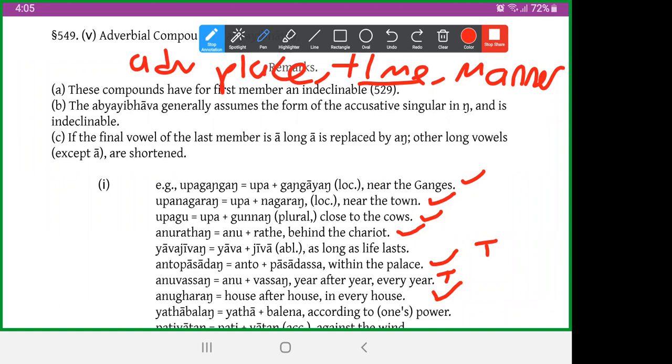So the first one, upa. So upa gangayam. Upa here means near. The meaning of upa here is near. So near the Ganga. So here you put a locative. So when you put a locative, but when you combine, you put it as an accusative singular neuter. So you don't put the yam anymore. You drop all the yam and you put it as an accusative singular here.